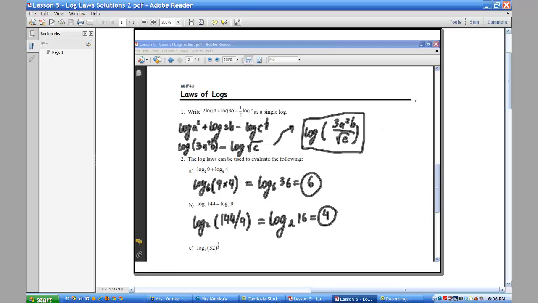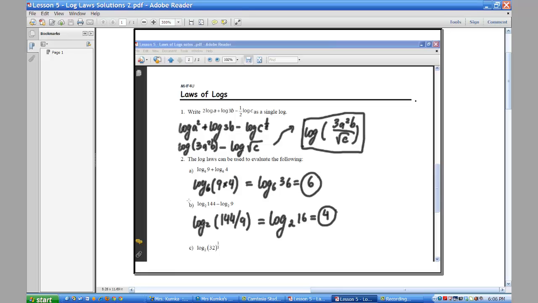Okay. We can also use log laws to evaluate expressions. So if I have a sum of 2 logs with the same base, I can use the product law to actually evaluate it. So log base 6 of 9 times 4 equals log base 6 of 36 equals 2. Sorry, there's a mistake here. It should be 2, it's not 6. Because I raised my 6 to the exponent 2 to get 36.